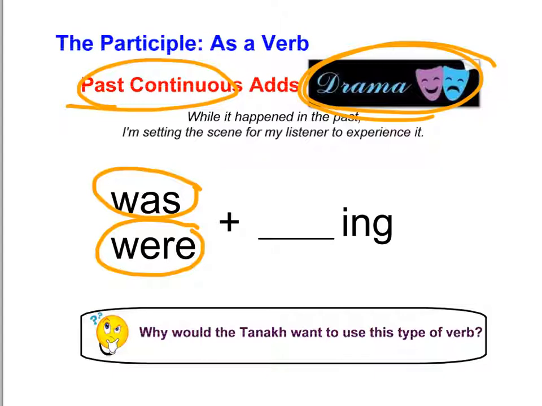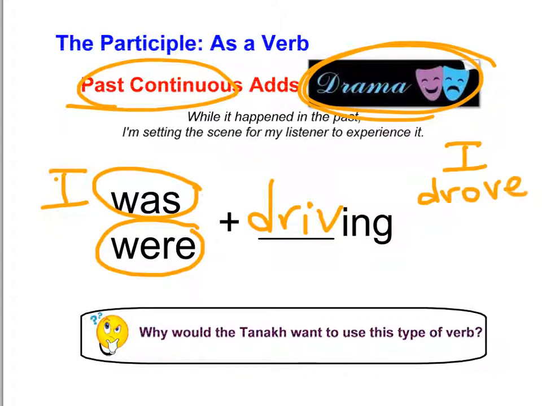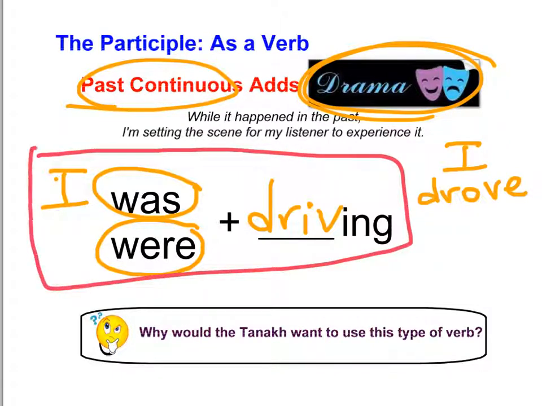So let's use a case of I was driving. I was driving this morning and... It's much more exciting to say I was driving, right, than I drove. I drove this morning to work. I was driving this morning to work. It's a very different experience for the listener. So I was driving or you were driving helps the listener experience the events of the story.